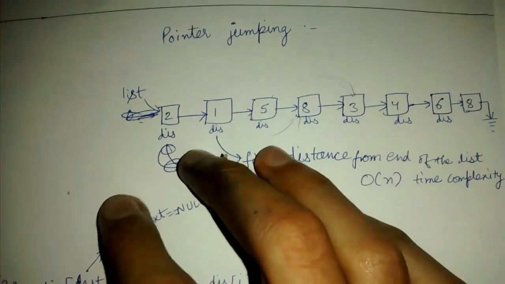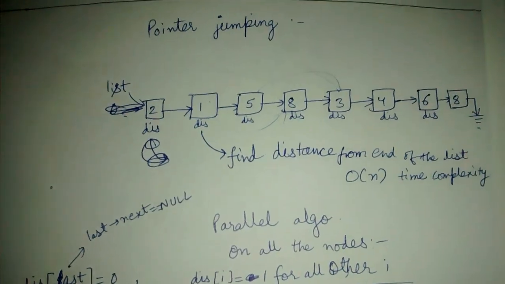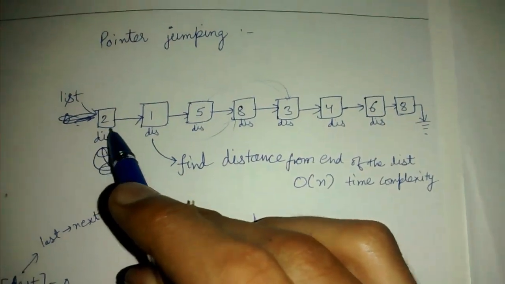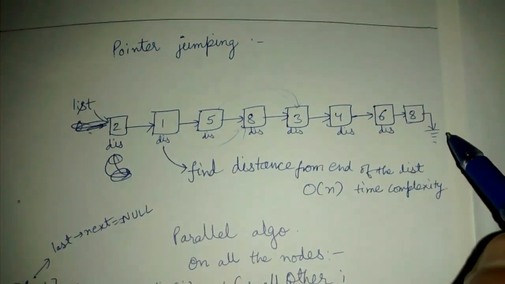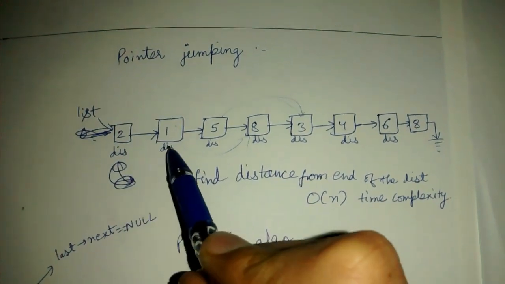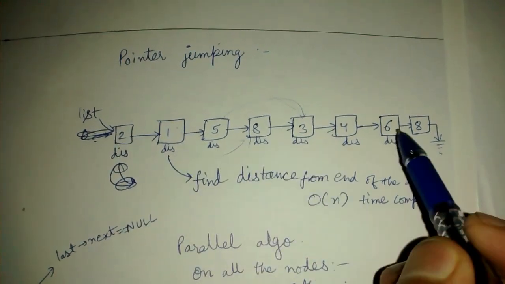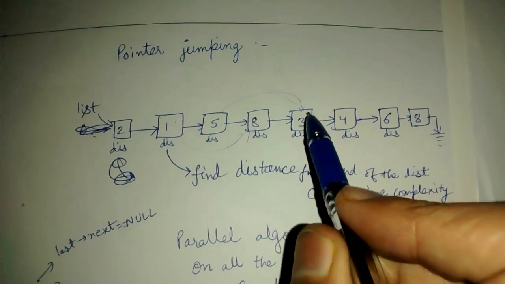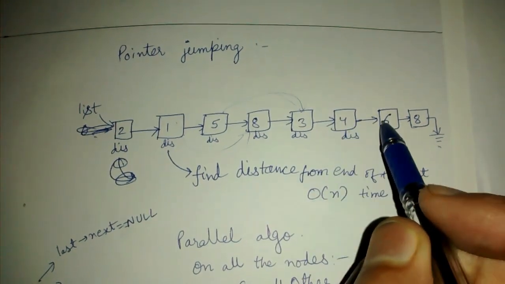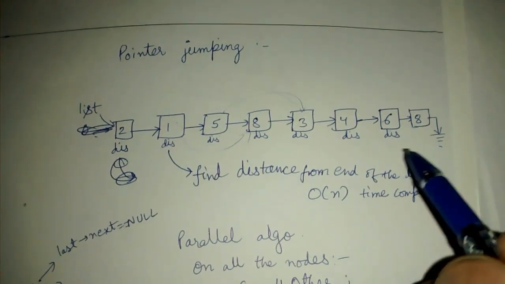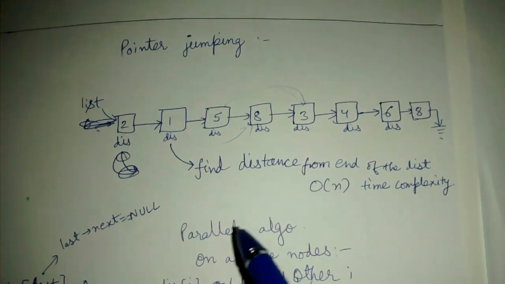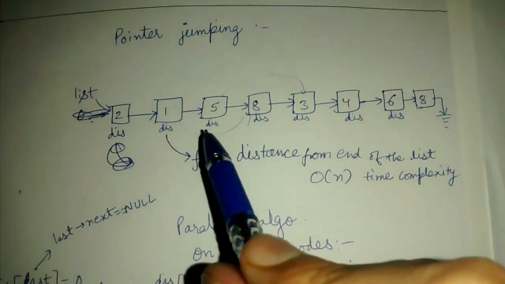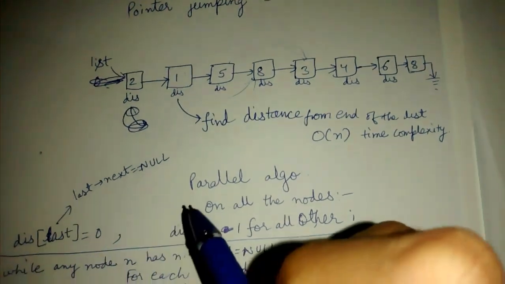Friends, today we'll be learning about pointer jumping and its application in finding the distance of a list's elements from its end. So we want to find the distance of all the list elements to their end. That is, 3 is at a distance of 1, 2, 3 from the end element, that is 8. So this is what we want to find for all the list elements.